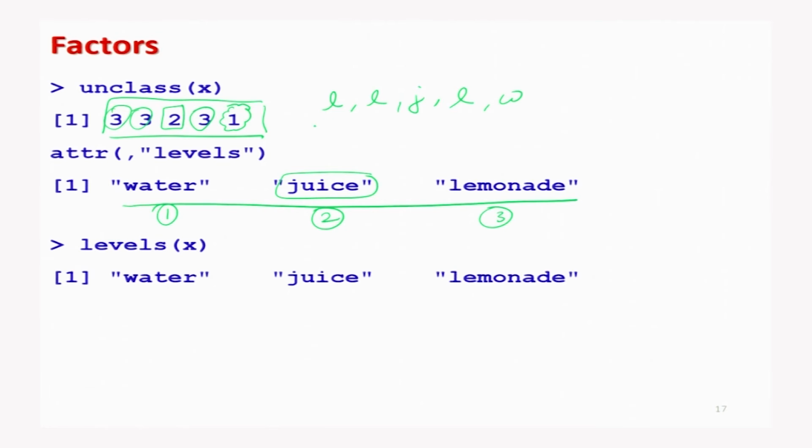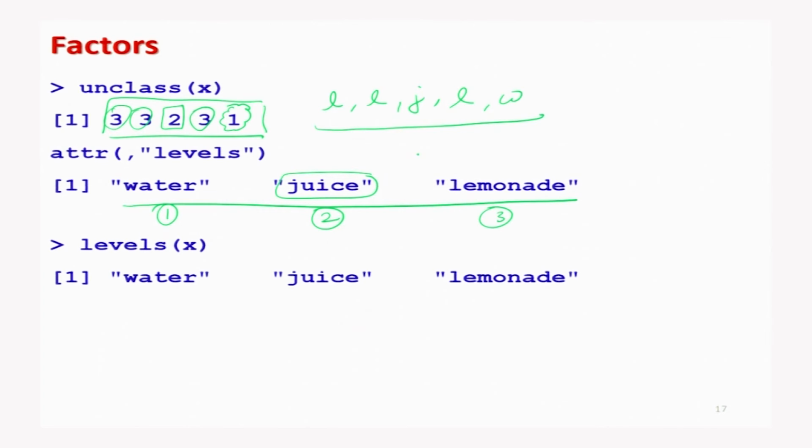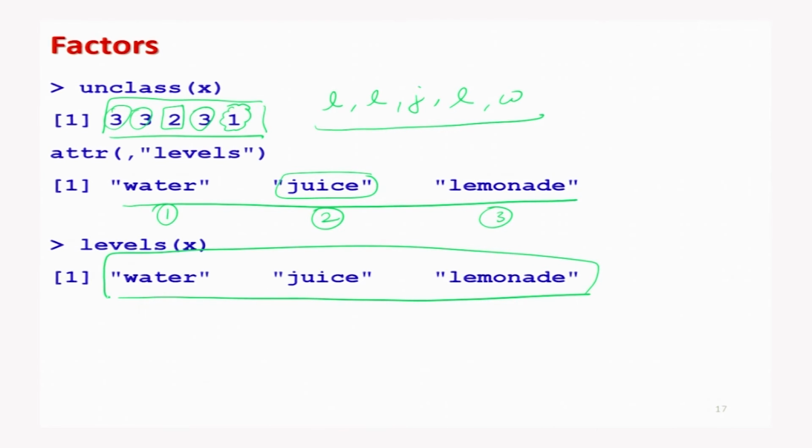Now can you verify whether your original data was like this: lemonade, lemonade, juice, lemonade and water? Try to see: lemonade, lemonade, juice, lemonade and water. So the data is not changing, only the labels are going to be changed. Once you try to unclass it, the new labels will appear in the data, and if you try to find out the labels of this x, they will come out as water, juice and lemonade.